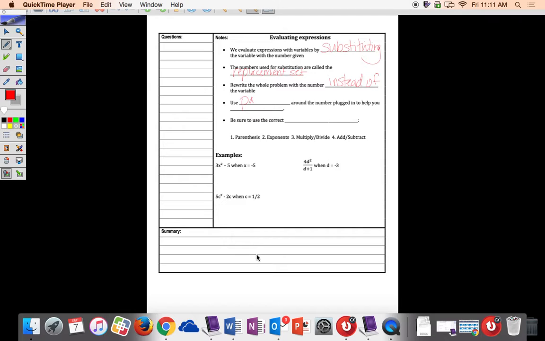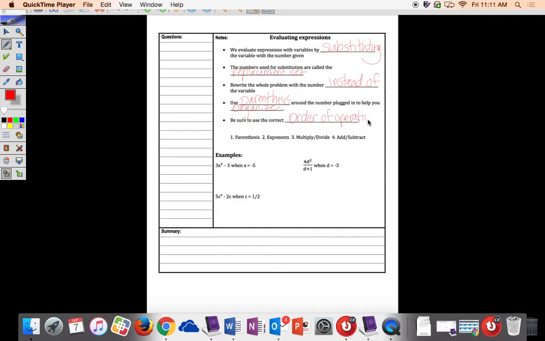Use parentheses around the number plugged in to help you organize. That helps you to see, okay, this is the number I'm substituting. This number wasn't there originally. I took a variable out and put a number there. Be sure to use the correct order of operations. Now, that's what you already know.